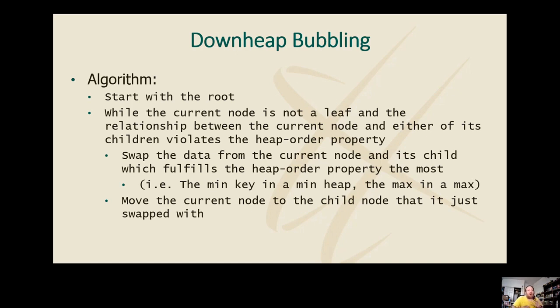We start with the root, and then while the current node is not the leaf, we're going the opposite order. If the leaf has no children, we don't need to do anything. Well, the current node is not the leaf, and the relationship between the current node and either of its children violates the heap order property. Then we swap the data from the current node and its child which fulfills the heap order property the most. So we might have two children that are violating the heap order property, so we have to find the minimum of the two. The min key in a min heap, the max in a max heap. And then we move the current node to the child node that we just swapped with, and we continue. So let's do some examples.